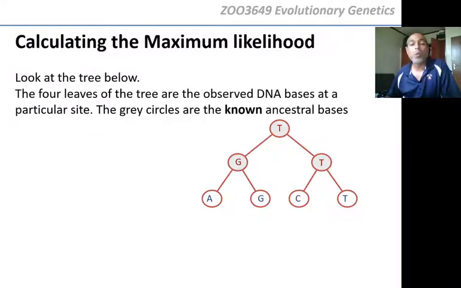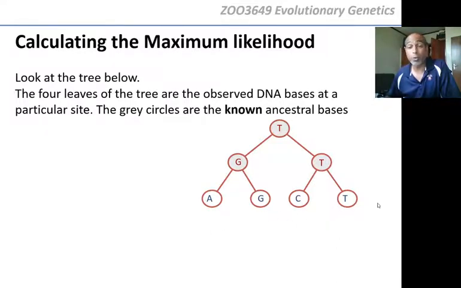So, the gray circles, G, T, and T here, are the known ancestral bases. Normally, when we're calculating the maximum likelihood, we don't know these. We don't know these 3 here. We only know this. This is what we've sequenced. We've sequenced 4 individuals, and at that position, they've all got a different base.